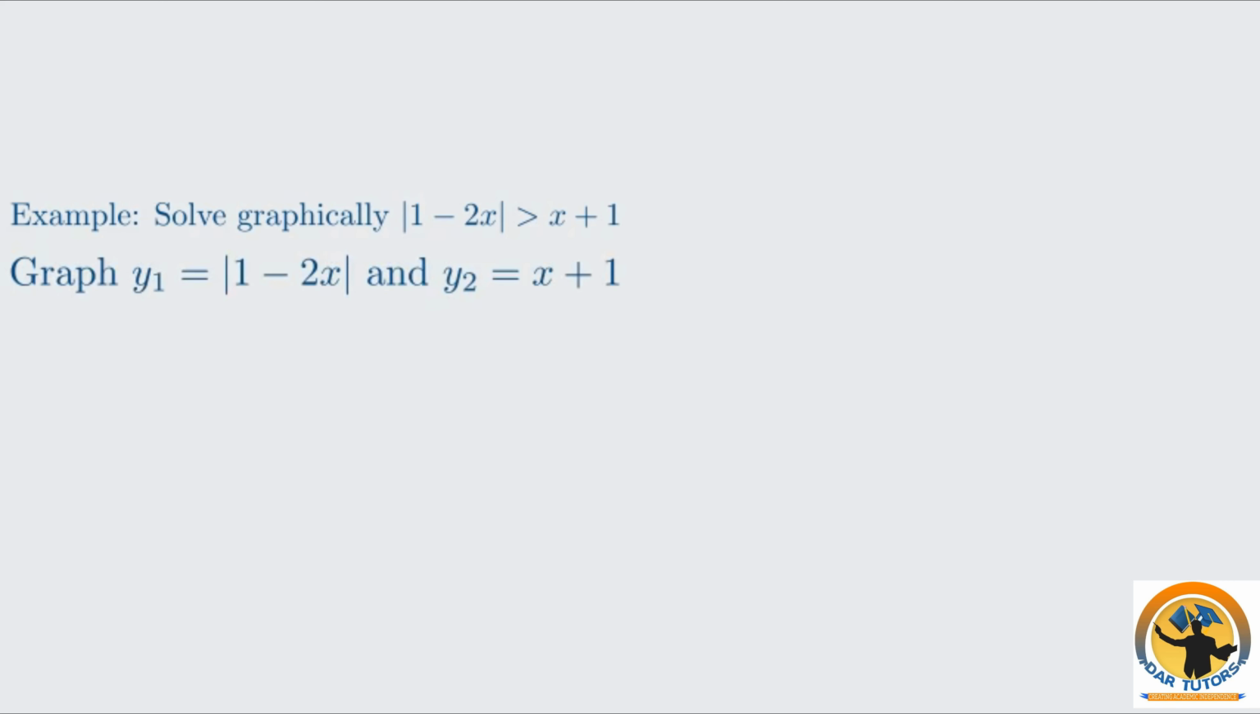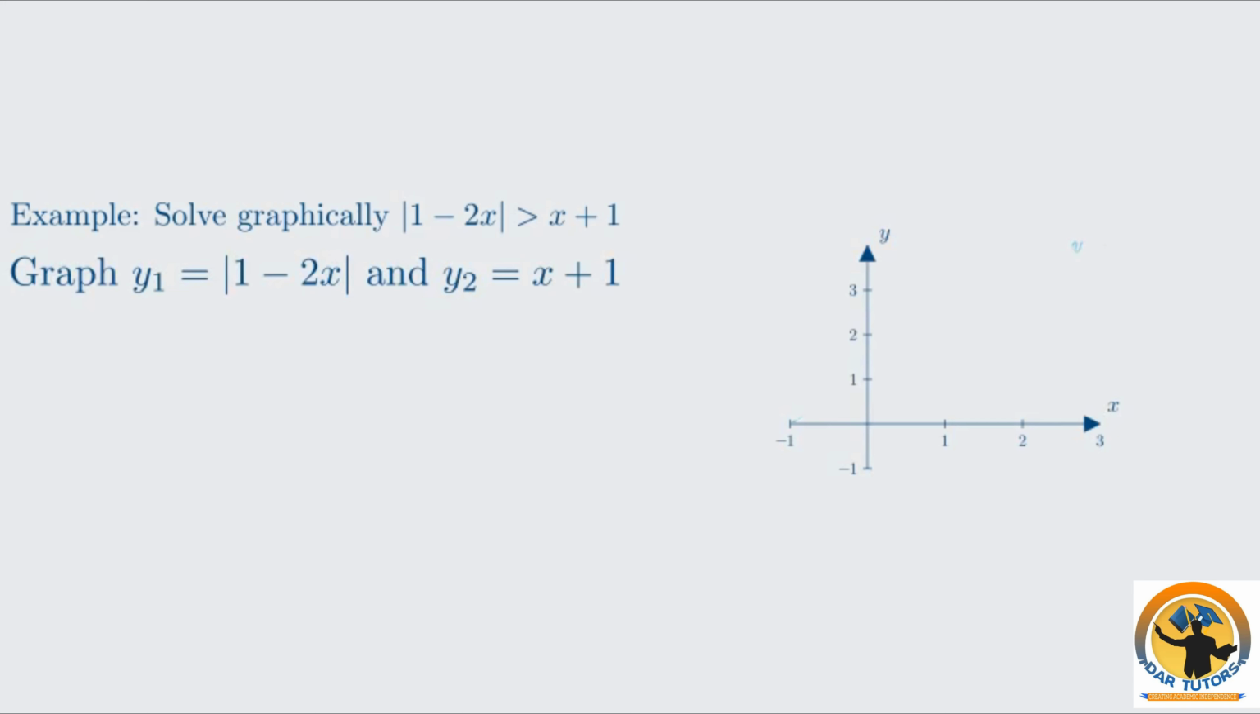Sometimes, solving modulus inequalities algebraically can be complicated. In these cases, a graphical method can be very effective. Let's solve the inequality, the modulus of 1 minus 2x is greater than x plus 1, using a graphical approach. The strategy is to graph the left-hand side, y equals the modulus of 1 minus 2x, and the right-hand side, y equals x plus 1, on the same set of axes.